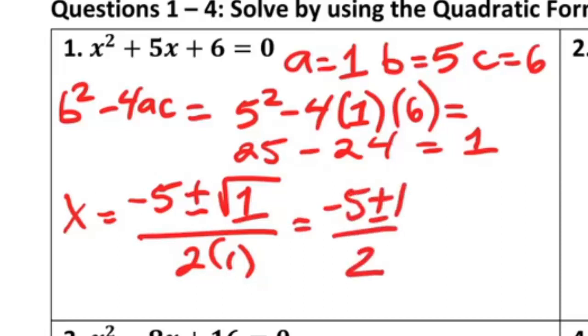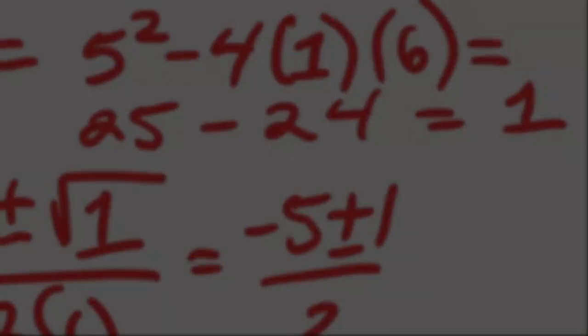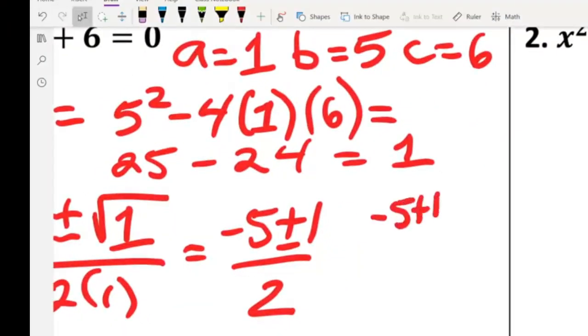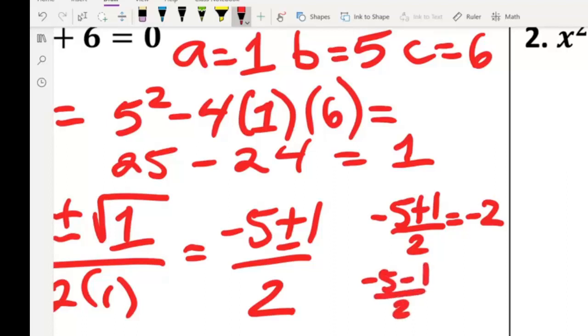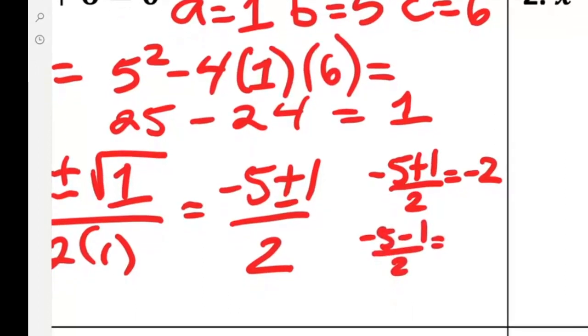We do it with a plus. Negative 5 plus 1 over 2 is negative 4 over 2, or negative 2. Now we do it with a minus. Negative 5 minus 1 over 2. That's negative 6 over 2, or negative 3. Solutions, negative 2, negative 3.